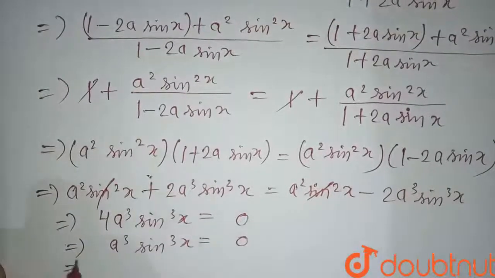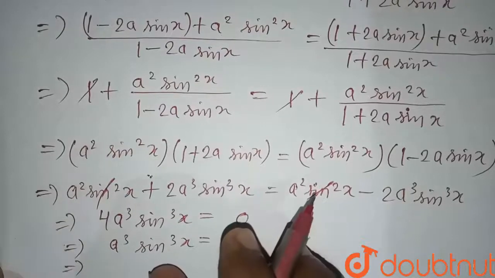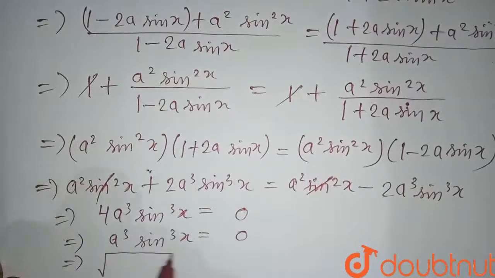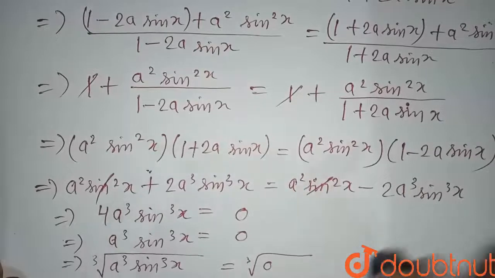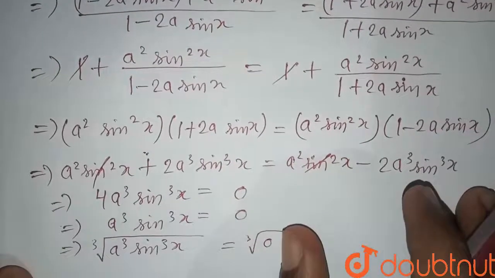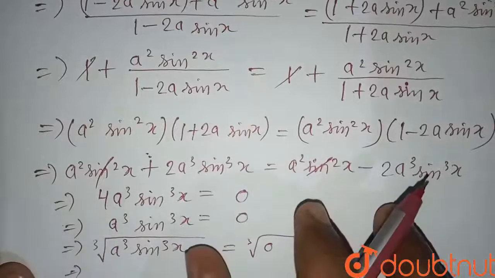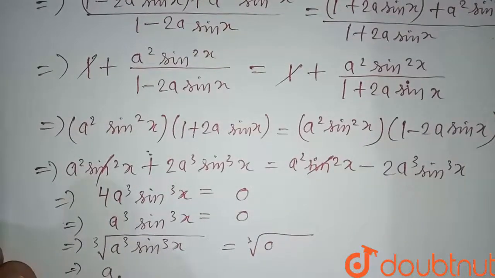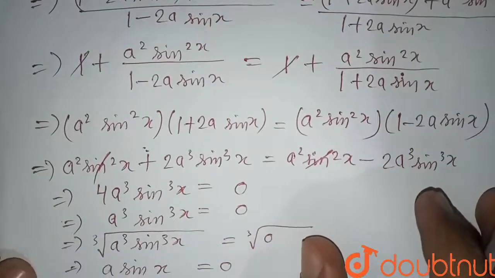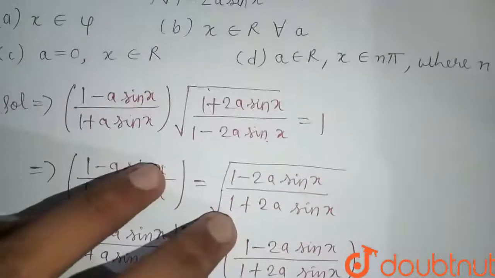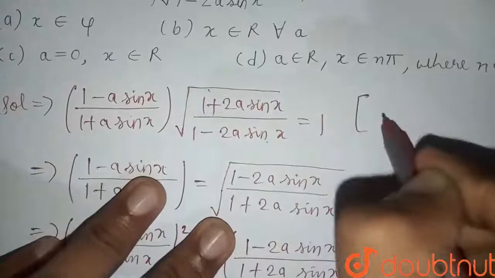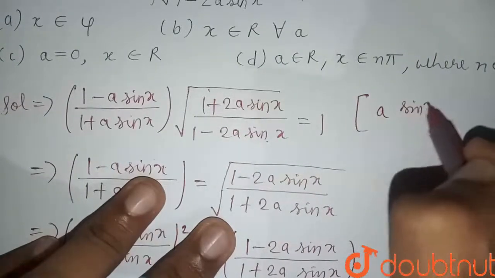Now if we apply the cube root on both sides, cube root of a³ sin³x is equal to the cube root of 0, which will be 0. From the cube root, this term comes out of the root, so this will be a sin x is equal to 0. Here a sin x is equal to 0, so which condition will apply? These are the 4 options.